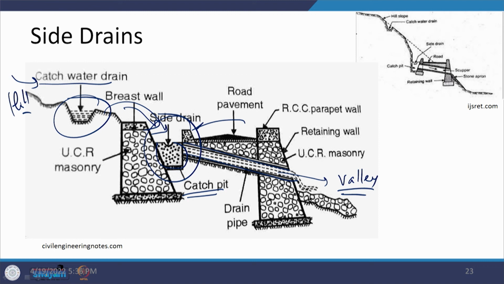The same thing is being shown here. We have a catch water drain and a catch pit and a side drain, and the water is being taken outside in this form. So, this is how these four elements which we have talked about today can be provided on any cross section of a road.